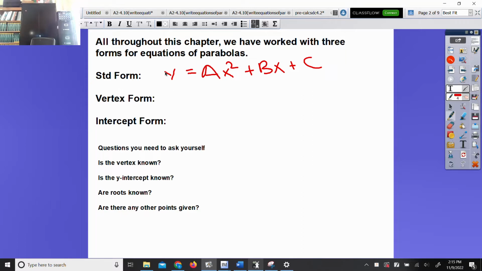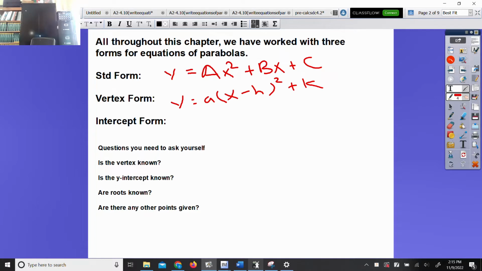What's vertex form? There is an a involved. And I'll start you off. It's y equals a times parentheses x minus h squared plus k. That's vertex form.